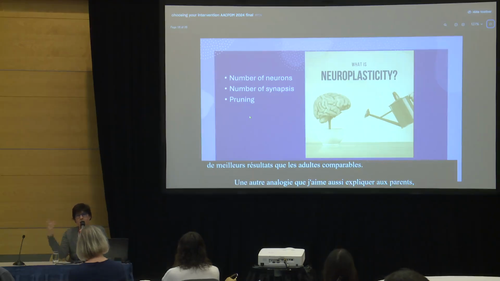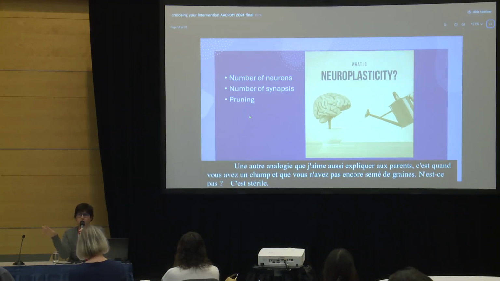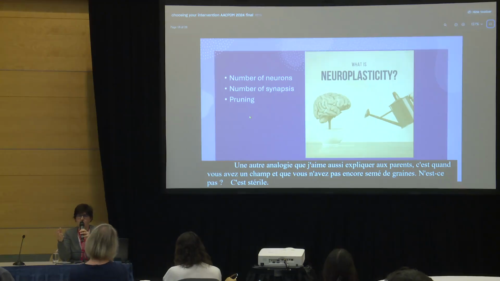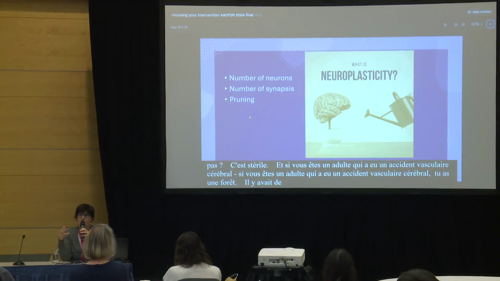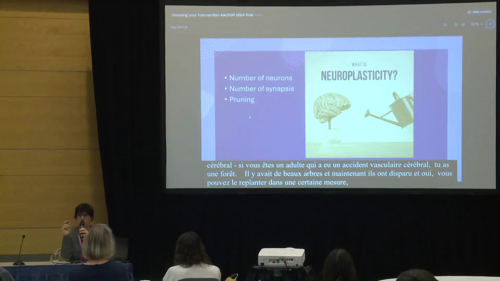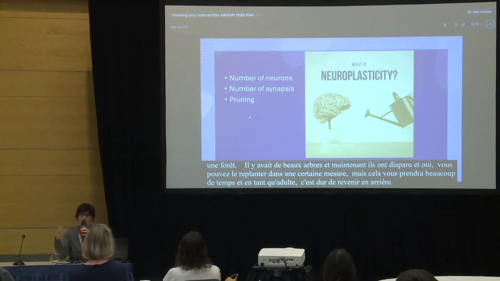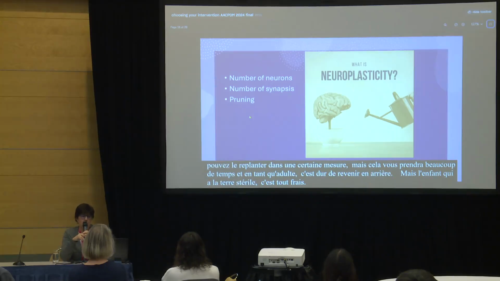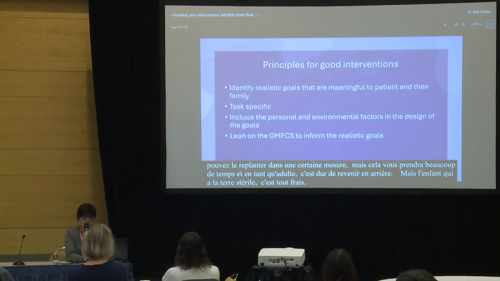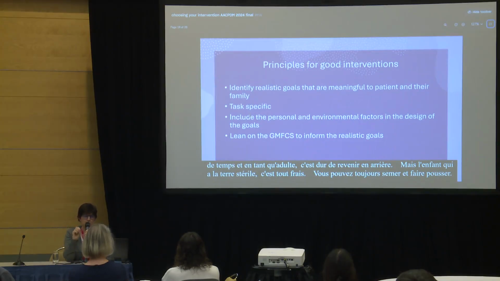And if you're an adult who had a stroke, your field, you had a forest there with beautiful trees, and now it's gone. And yes, you can replant it to some extent, but it will take you a long time. And as an adult, it is hard to go back. But the child that has the barren land, it's all fresh. You can still seed and grow. So that principle is what we often see, and I'll get back to that in a moment.